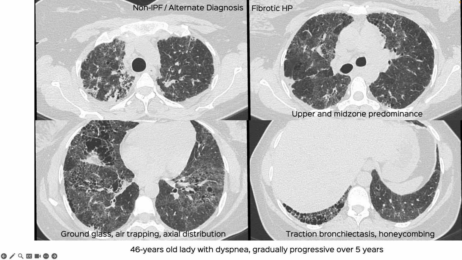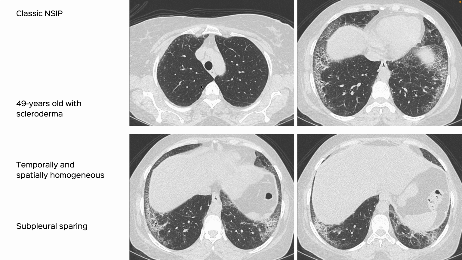So here you have honeycombing, but apart from the honeycombing, there is ground glass, there's traction bronchiectasis, there's an axial distribution, there's upper lobe disease. This is a different pattern. This is non-UIP fibrosing ILD. And this is highly suggestive of a bronchiolocentric interstitial pneumonia pattern, and in this case was fibrotic hypersensitivity pneumonitis.